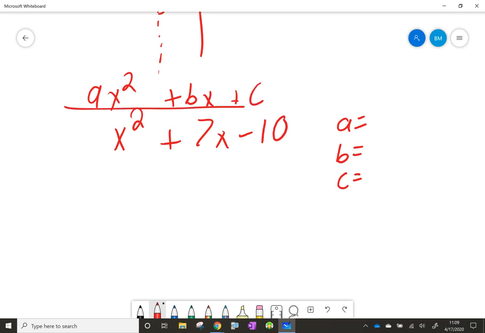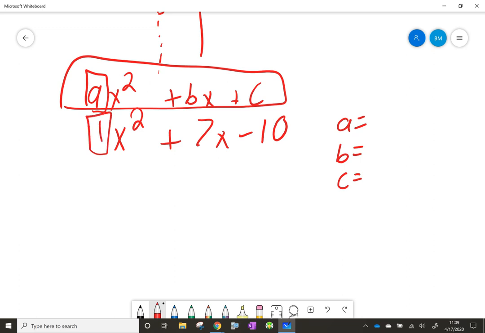Remember, this is just a generic form. A represents the coefficient of x squared, which, as you can see, there is no number here, which means it's 1 because it's 1x squared. A lot of times people think it's 0 because there's no number there. But think about it, if it was 0x squared, then you wouldn't see x squared at all because 0x squared means that there's none of them. But clearly there is 1 because it's there. So it's 1x squared. The b in this case is 7, and the c value would be -10.